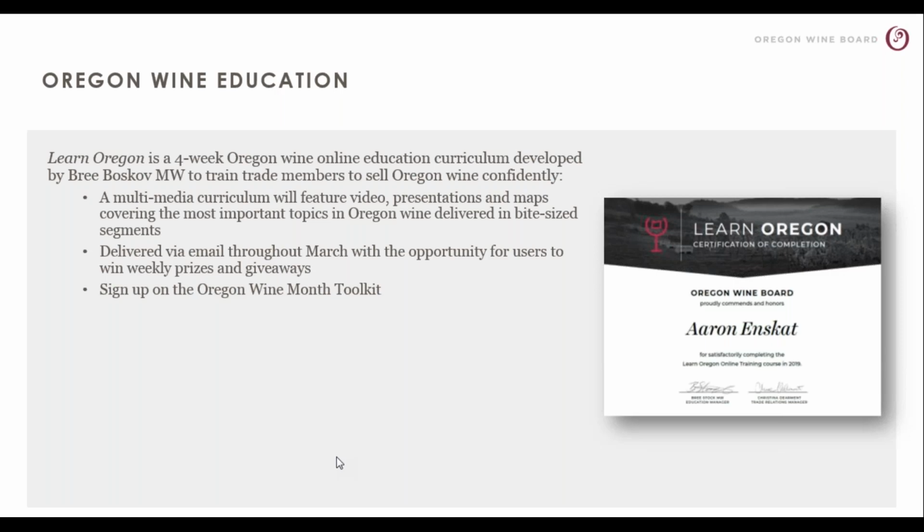introduce distributor sales reps, your own winery sales reps, on-premise, off-premise sales folks, anyone on the front line selling Oregon wine. It's a great introduction. So make sure that it will start on March 2nd. So please have your staff, anyone, sign up by March 1st, and we'll get them included in that programming. And you can sign up on the Oregon Wine Month Toolkit.